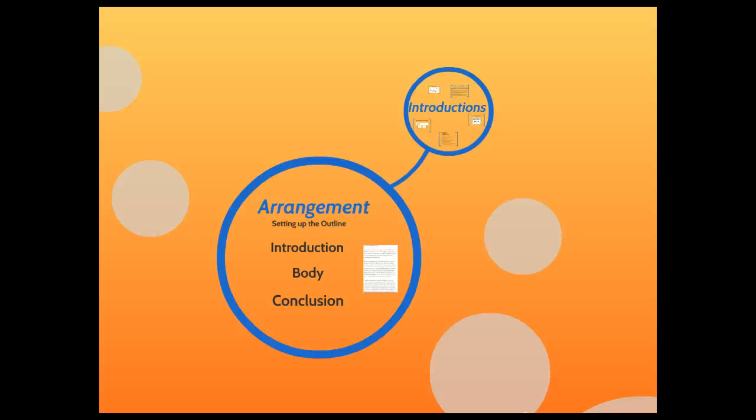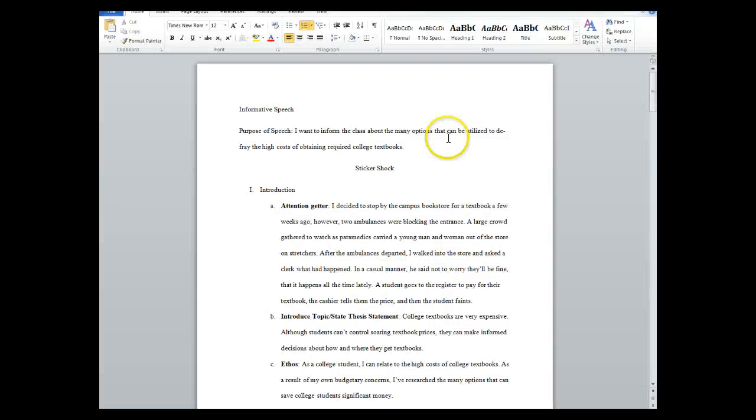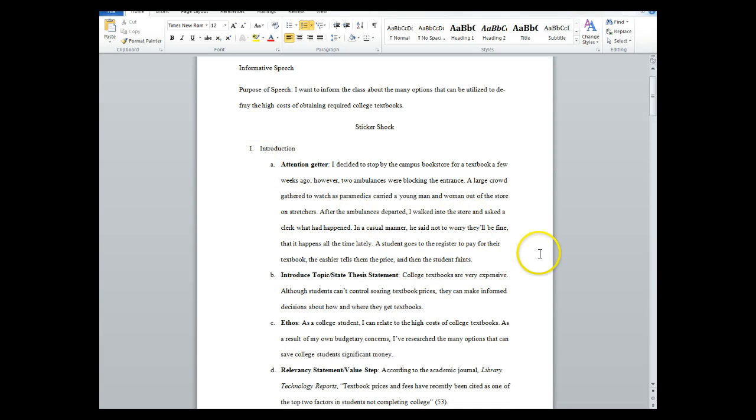So before we move on to talking about the body, let's look at an example of what the introduction actually looks like when you write it out in an outline. So this is an example outline. I have this one on my faculty page. I'm just going to go through so you can see how this looks when it's actually in outline format. So, attention getter, I'll read it to you.